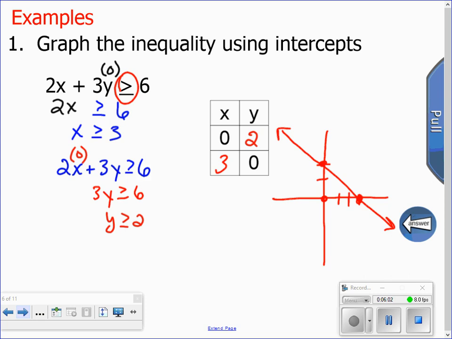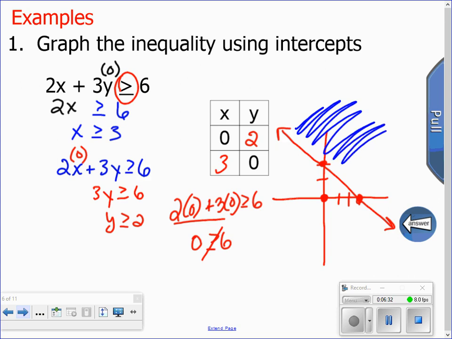So we're using our test point, (0, 0). We're going to plug (0, 0) into our inequality. So 2 times 0 plus 3 times 0 is greater than or equal to 6. This whole side becomes 0, is greater than or equal to 6. We know that 0 is not greater than or equal to 6. So this is not a solution. So this tells me that I want to shade on the side that does not include the point (0, 0). So we shade on the other side. Had it been true, had it met the qualifications, then we would have shaded on that side.